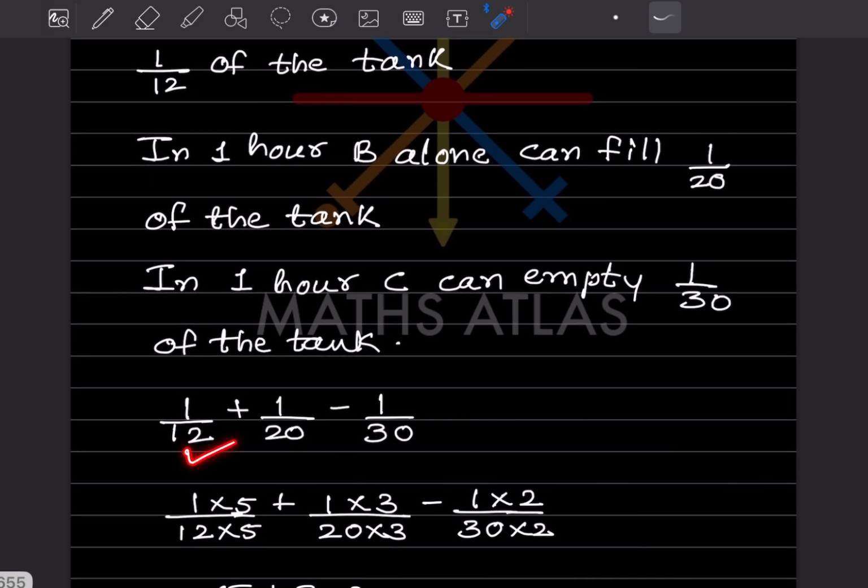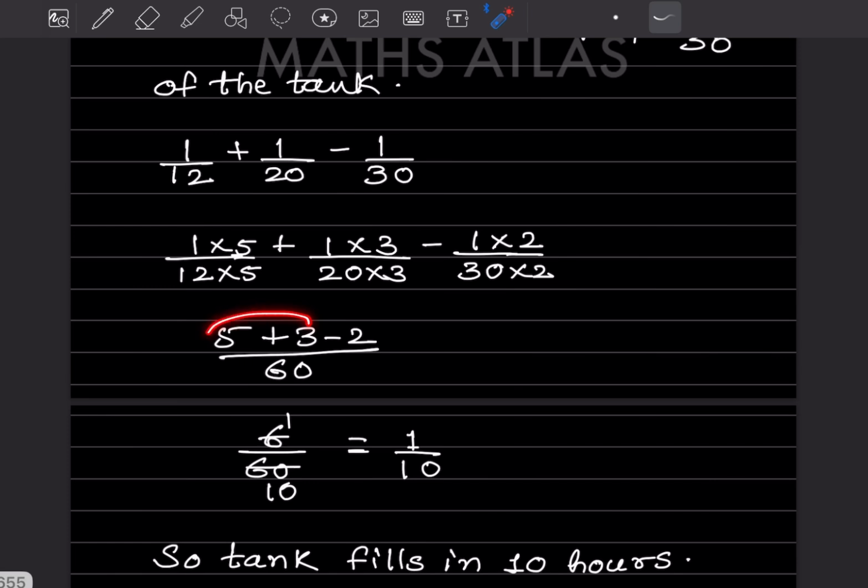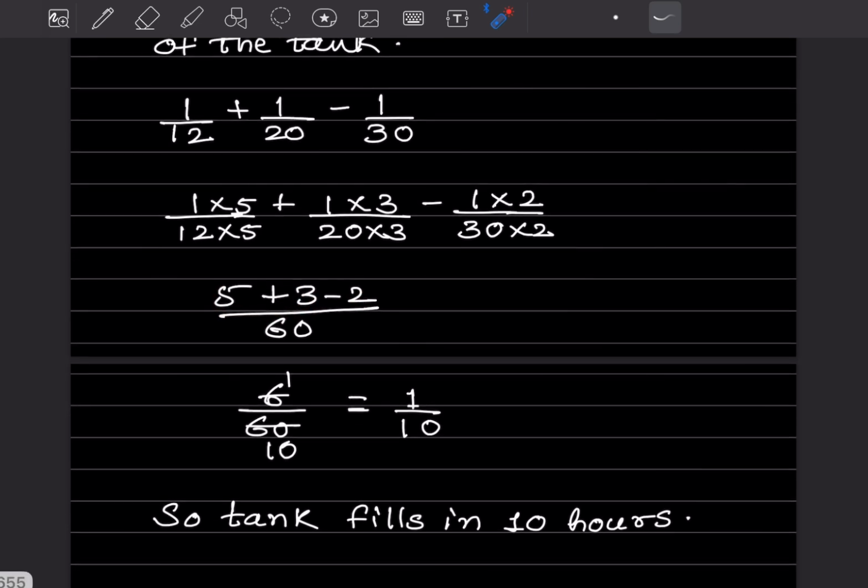Now you can see the denominators are different, so you will take the LCM of that. The LCM is going to be 60. Here 12 fives are 60, so this is multiplied by 5. Here 20 threes are 60, so this also multiplied by 3. This is 30 twos are 60, so this should be multiplied by 2. So this is going to be 5 plus 3 minus 2 by 60, which is 8 minus 2, 6 by 60, which will be 1 by 10. So the tank fills in, this is n, 10 hours.